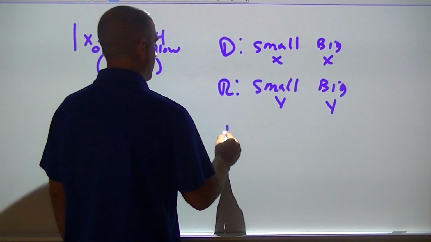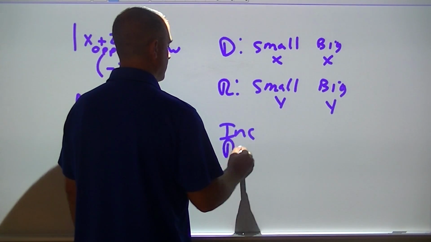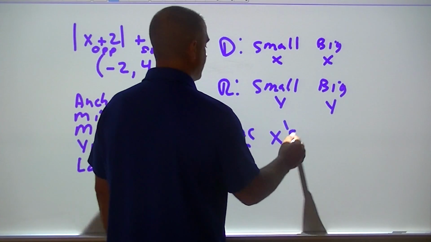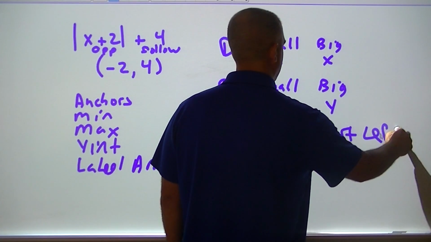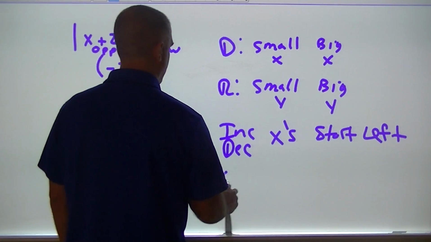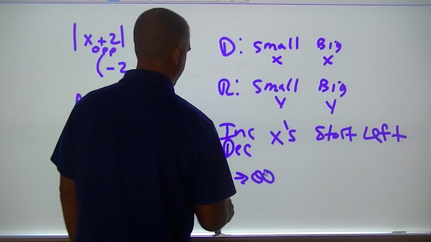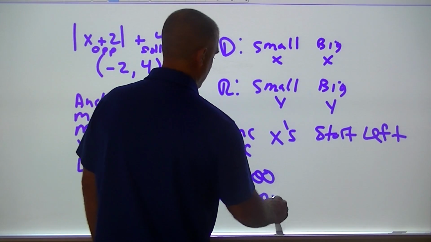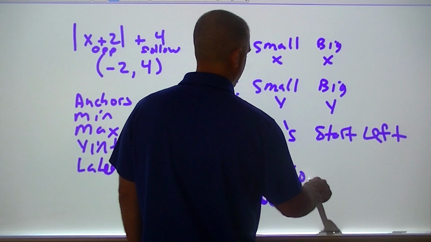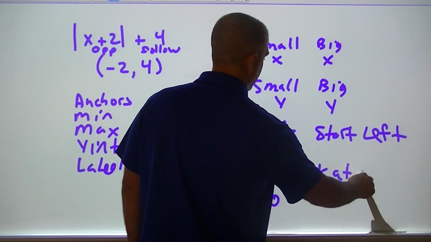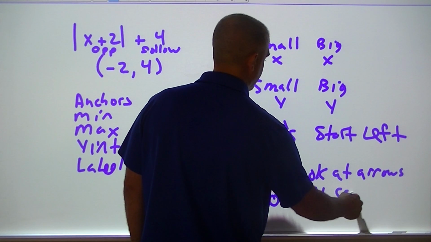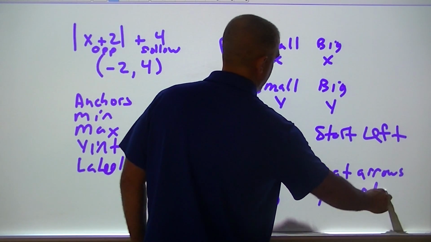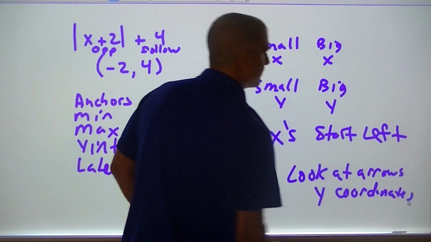When you do increasing and decreasing, we only care about the x's, and we start from the left. And when we do these, look at your arrows and the y coordinates of those. If you go through that and just practice that up, you should be fine.